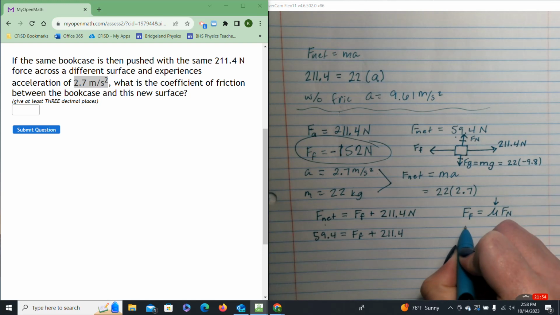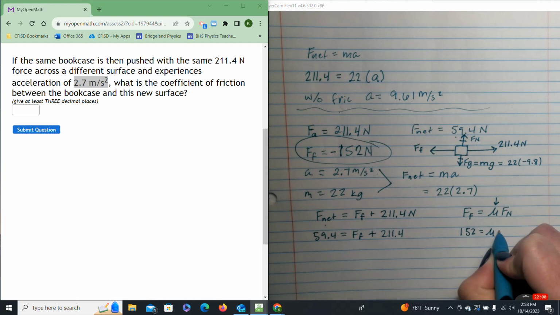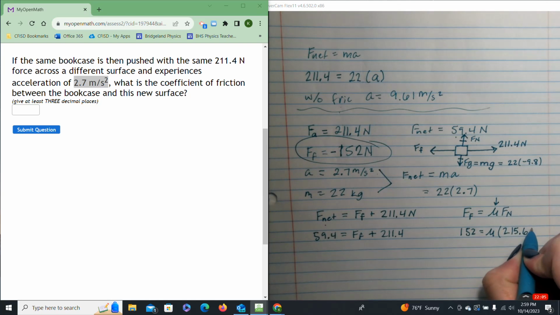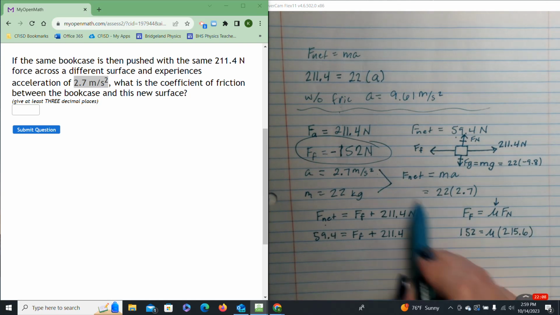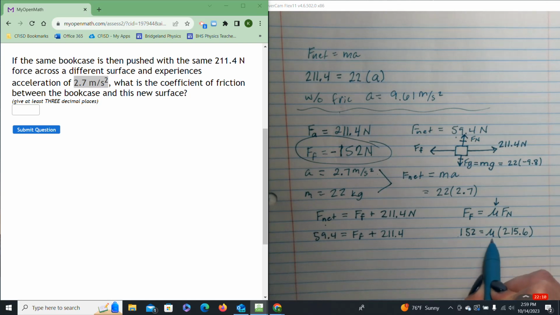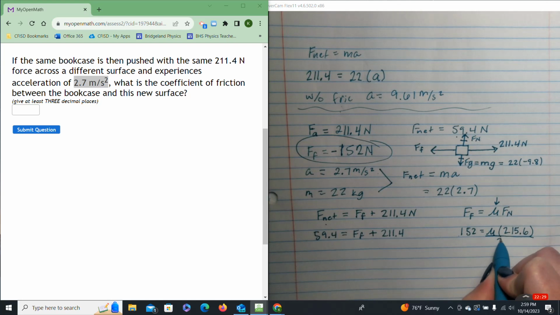So my force of friction is 152 newtons. It is equal to mu times Fn, which is 215.6. Again, technically when I wrote this, I said it was negative, but I'm going to tell you right now, you can't get a negative mu. It does not have direction like that. It's scalar. So I can drop the signs here, or you can drop them at the end, because if you divide without doing that first, you're going to get a negative. You're going to need to drop it. All right, to isolate this variable, I need to divide both sides. Those are being multiplied. So we're dividing both sides by 215.6.